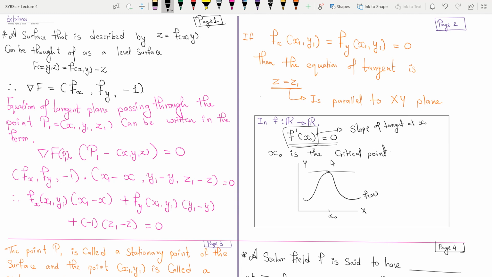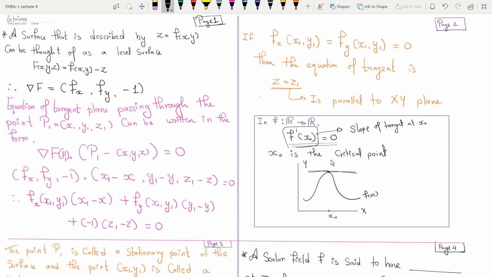It means this line is parallel to my x-axis. Correct? Whenever your tangent is parallel to the x-axis, that point is a critical point. Critical point means what? It will be either a maximum or a minimum in its neighborhood. Correct? Okay, so we learn about it in 12th.